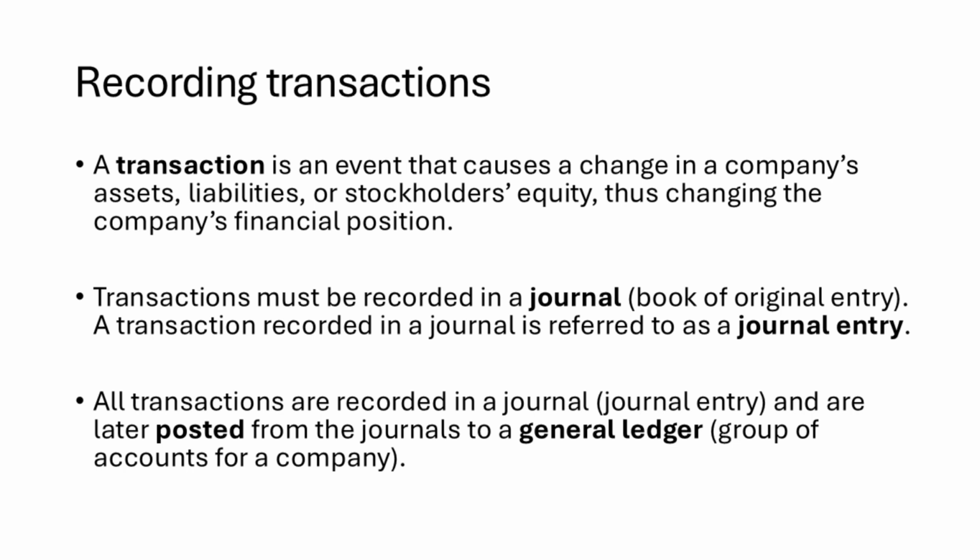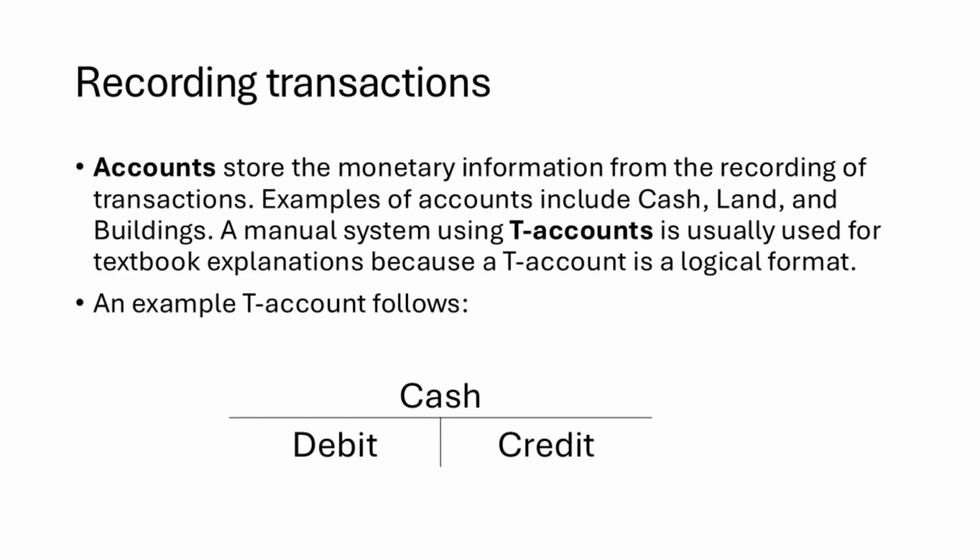A transaction recorded in a journal is referred to as a journal entry. All transactions are recorded in a journal entry, and are later posted from the journals to a general ledger, group of accounts for a company. After posting, the general ledger accounts contain the same information as the journals, but the information has been summarized by account. Accounts store the monetary information from the recording of transactions. Examples of accounts include cash, land, and buildings.